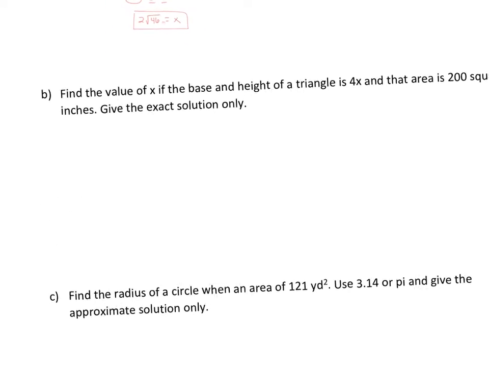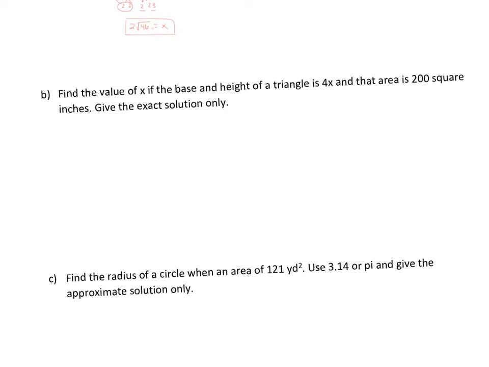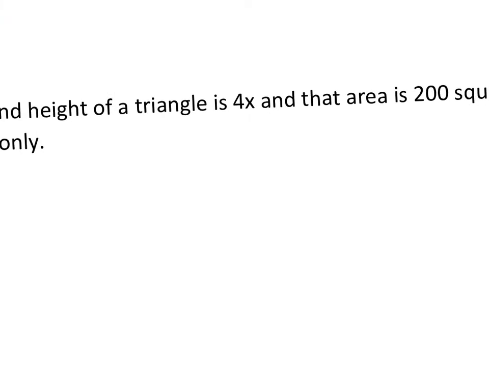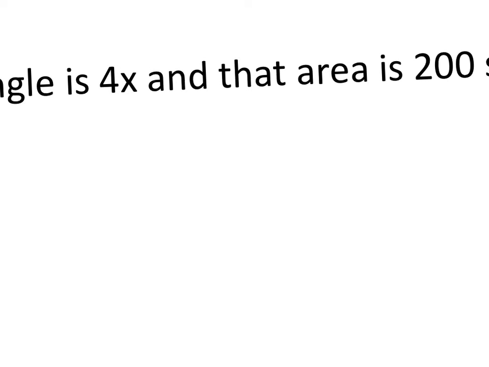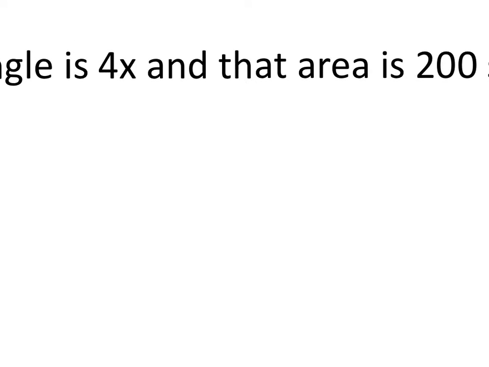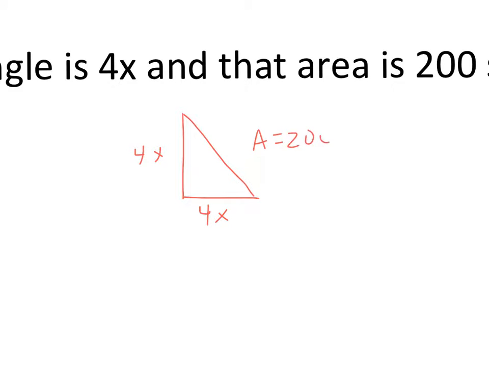It says find the value of x if the base and the height of a triangle is 4x and we have an area of 200. Okay, so again, I like my pictures. So I've got 4x and 4x, so it's saying the height and the base are the same. And then we know that the area is equal to 200.